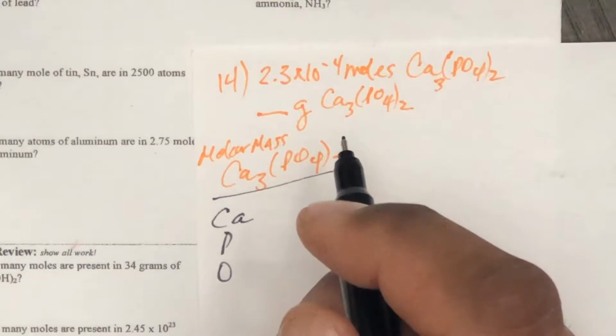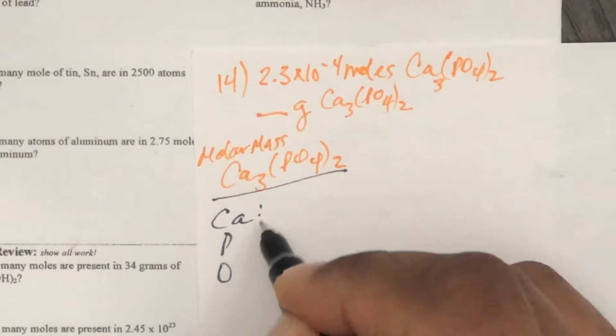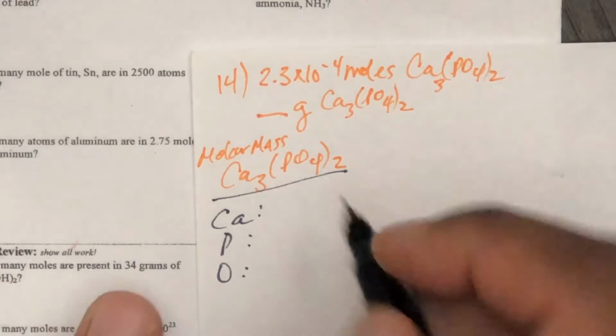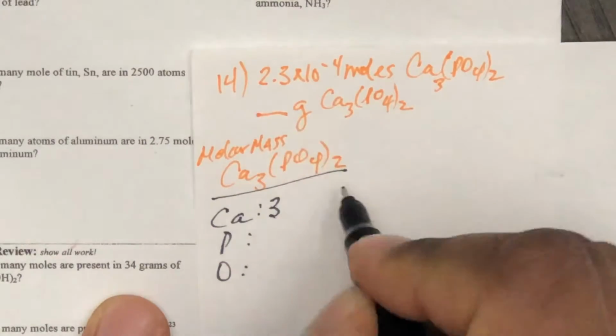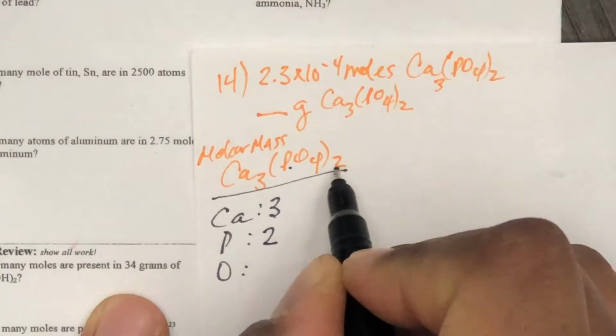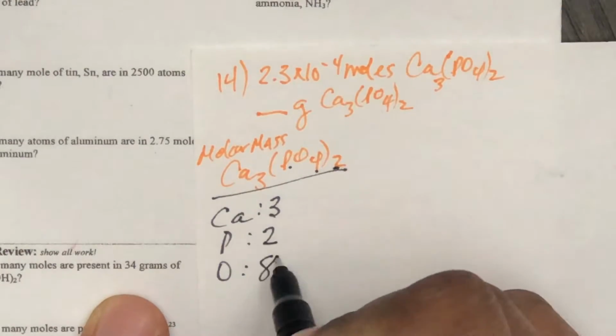With that said, you're gonna first determine the number of subscripts. The number of subscripts for calcium would be 3. Phosphorus, you have to distribute the 2. 2 times 1 is 2. 2 times 4 will be 8.